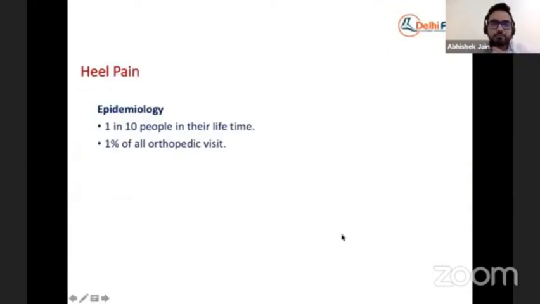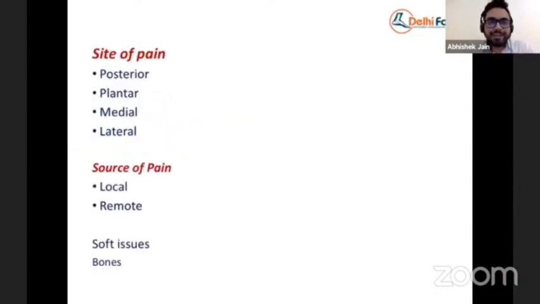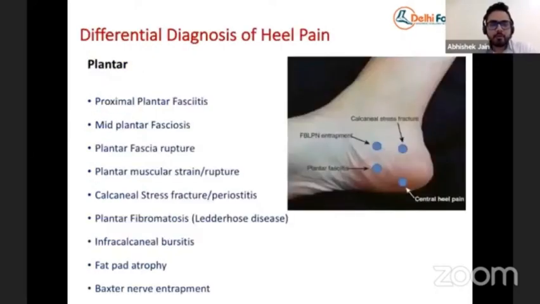Heel pain is one of the most common presentations in an orthopedic OPD. Heel pain can occur at any area: posterior, plantar, medial or lateral. It could be from a local source or a remote one, as in from the spine. It could arise from soft tissues as well as from bones. We'll focus on plantar and posterior heel pain.